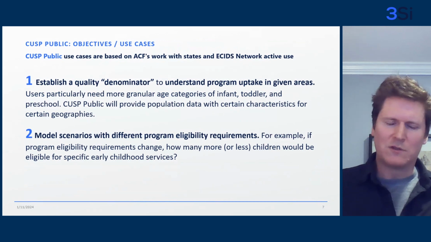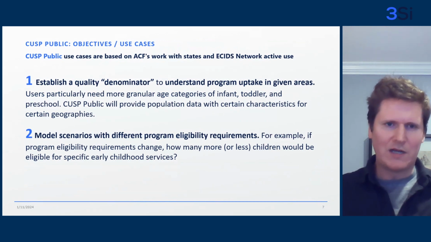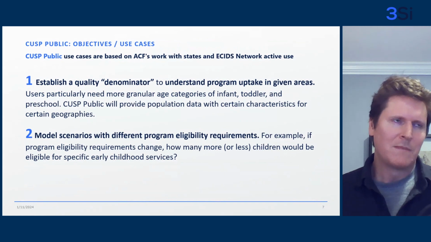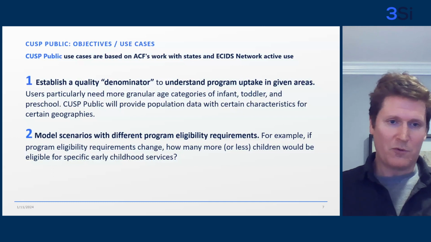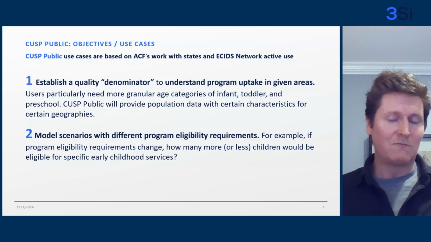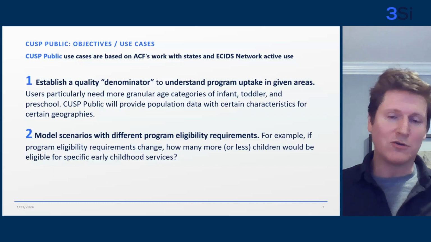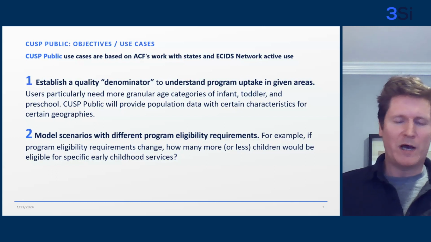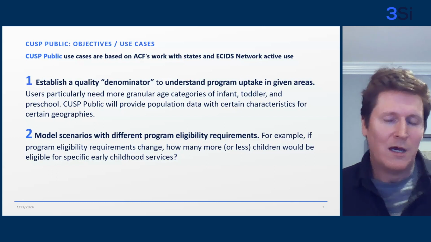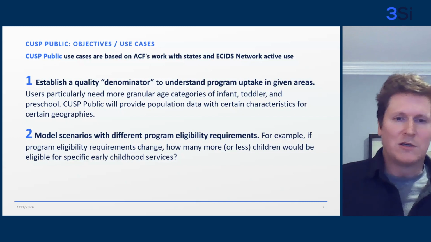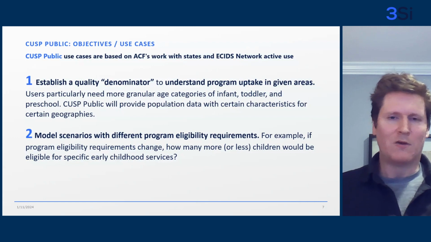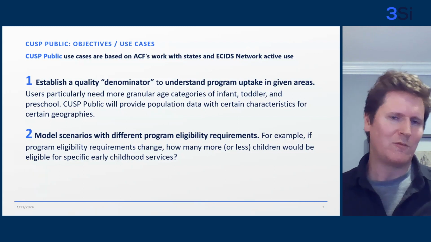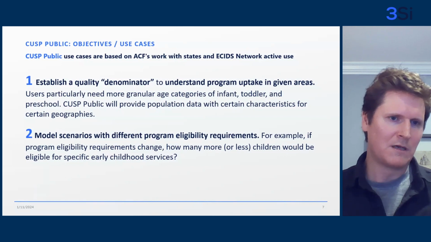The first is to establish a quality denominator to understand program uptake. And what we mean by that is, if you were to administer a program and you know how many kids you're serving, you also might want to know how many kids you could or should serve. So that would be the full population that's eligible for that program. That's what we mean by the denominator. So using just public information, we're not really able to say anything about the overall saturation of these services. We're just saying how many kids are out there that could be eligible for these services.